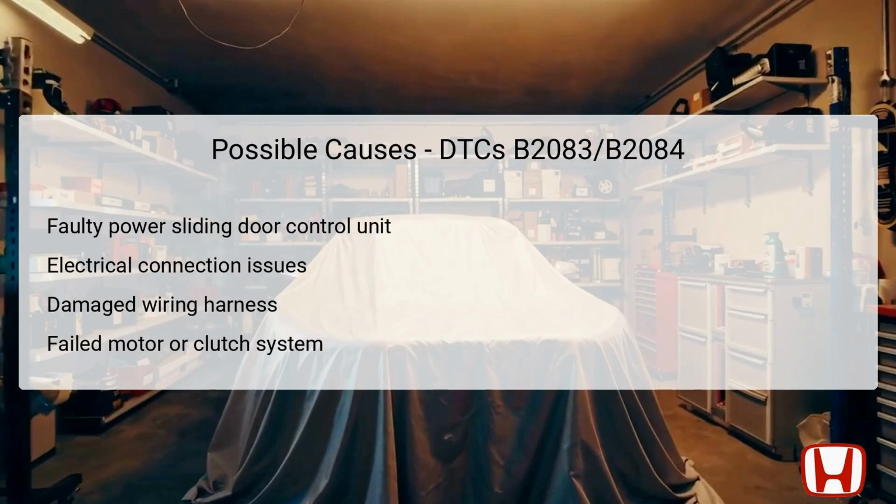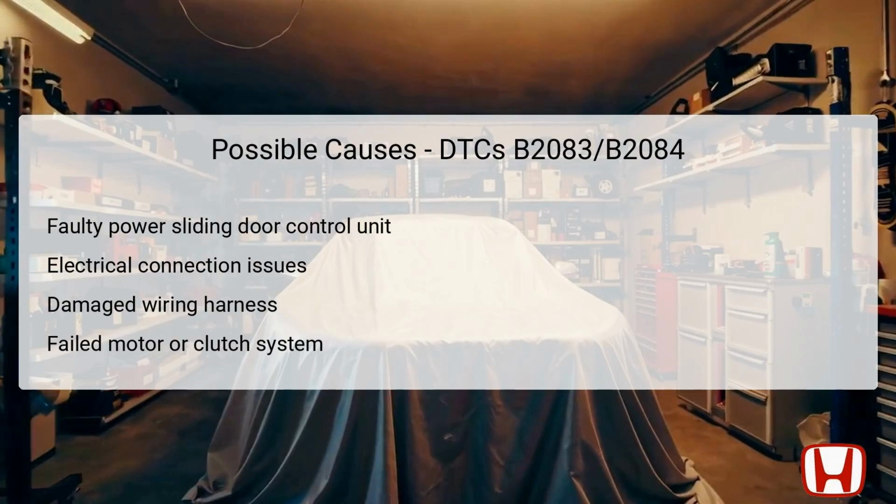When diagnosing DTC B2083 and B2084, there are several potential causes to consider. A faulty power sliding door control unit is a prime candidate. If it fails, it will not relay the commands necessary to operate the door. Additionally, electrical connection issues can arise from corroded or loose connections, which can disrupt power flow and data signals. A damaged wiring harness could also be a factor, leading to shorts or open circuits that prevent component functionality.